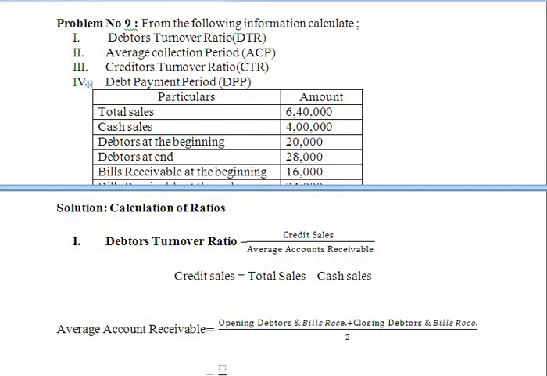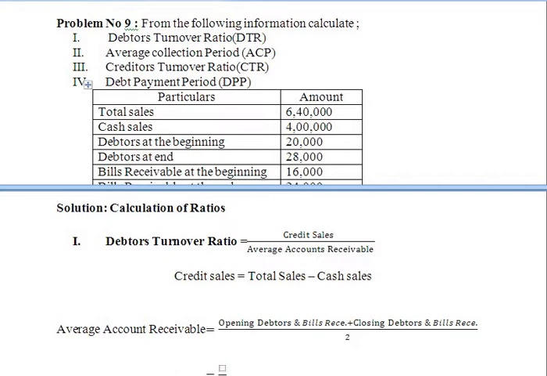In today's class, we will be solving one more problem on components of working capital ratio. This is problem number 9. From the following information, calculate debtors turnover ratio, average collection period, creditors turnover ratio and debt payment period.